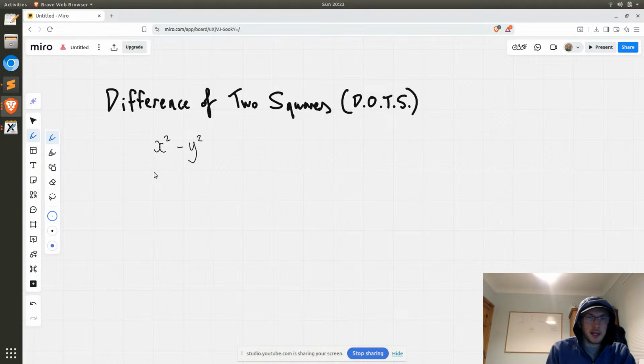There are my two squares. That's the square of x, that's the square of y, and of course this is a difference of two squares because I'm minusing one from the other. And here's the pattern. x take y times x plus y. If you just expand that out, you get x squared take xy, add xy, take y squared. Cancel the two middle terms, you get x squared take y squared.